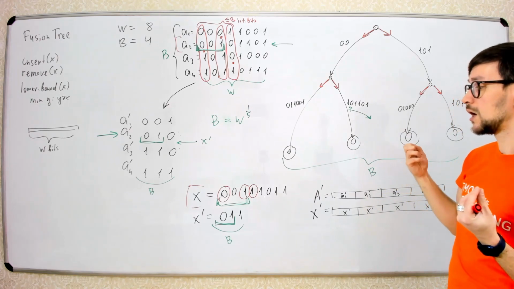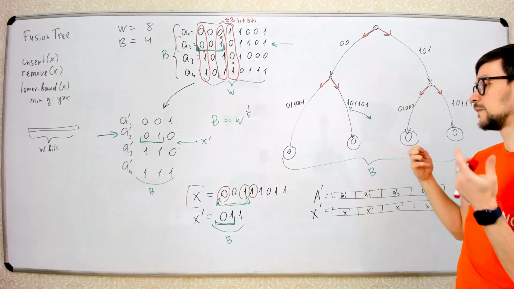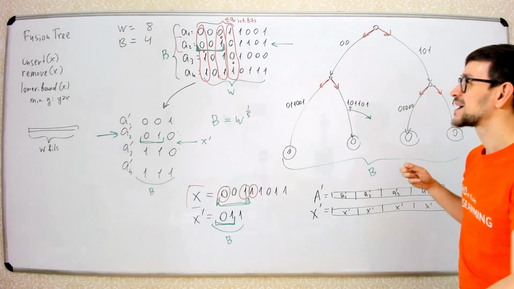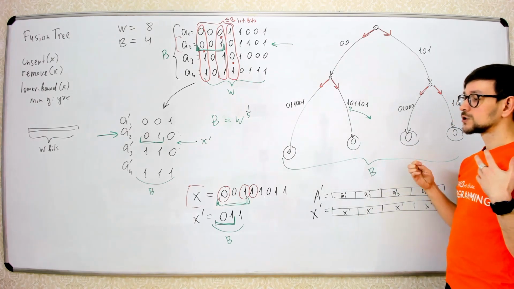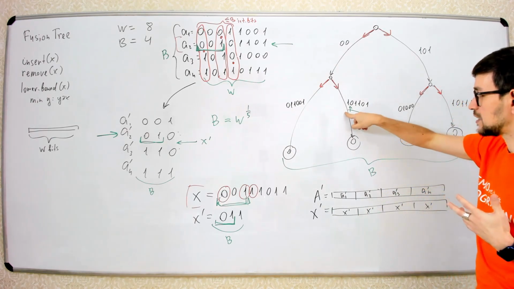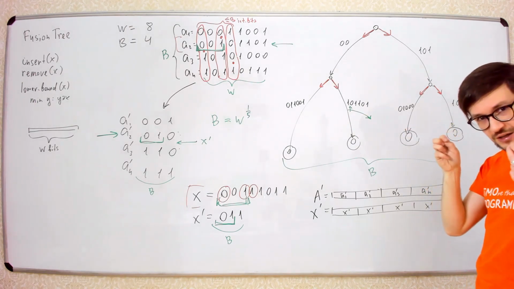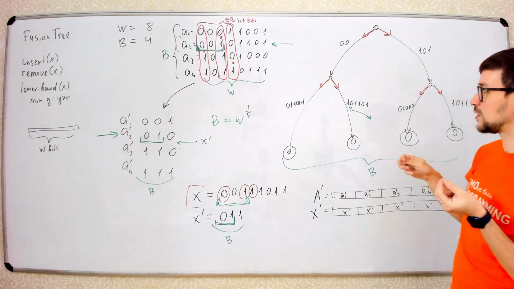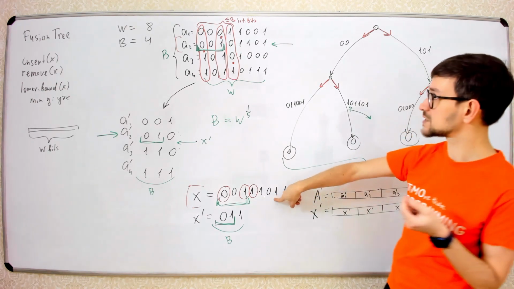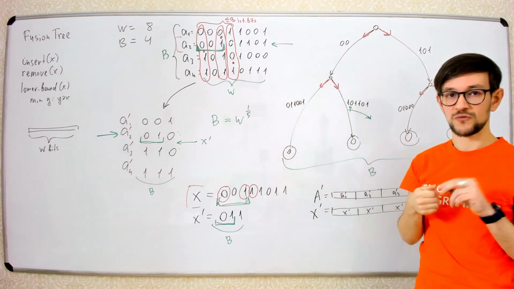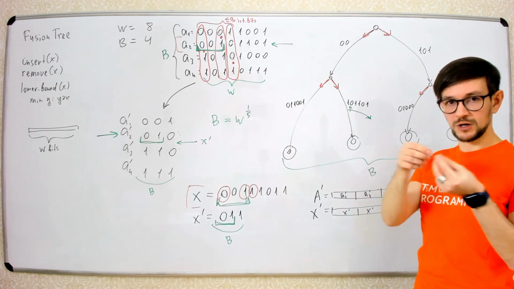But yeah, that's all. So if you leave the trie at some point, you will leave it at a point when you have a different bit of X and A2. So the first different bit is actually the bit when you leave the trie.